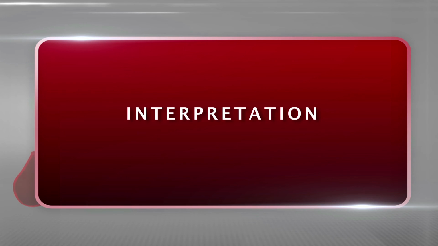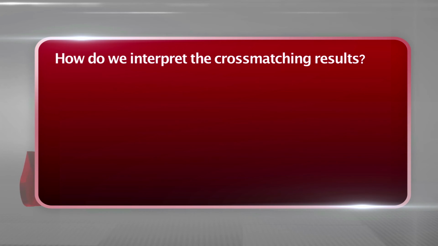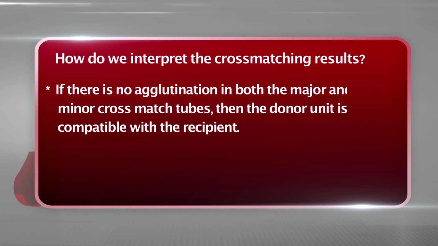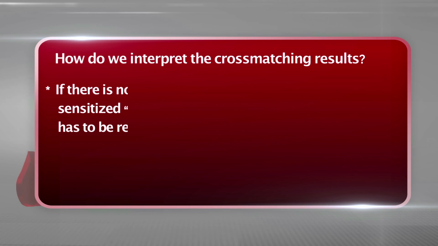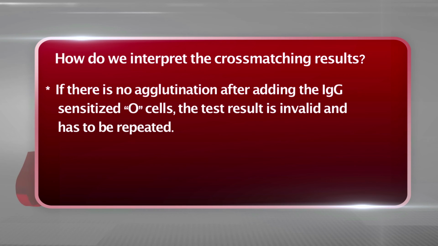Interpretation. How do we interpret the cross-matching results? If there is no agglutination in both of the cross-match tubes, major or minor, then the donor unit is compatible with the recipient. If there is agglutination in any of the cross-match tubes, major or minor, then the donor unit is incompatible with the recipient. If there is no agglutination after adding the IgG sensitized O cells, the test result is invalid and has to be repeated.